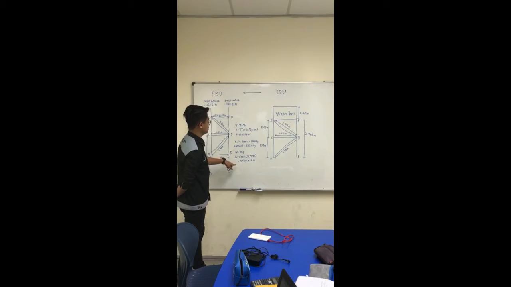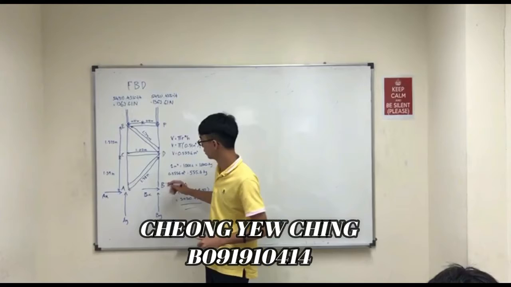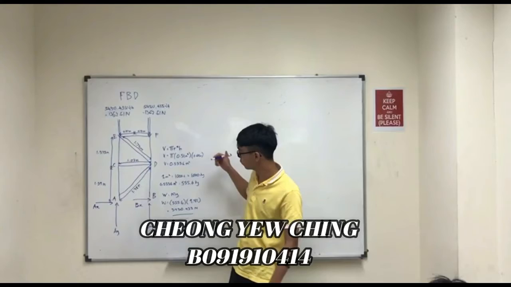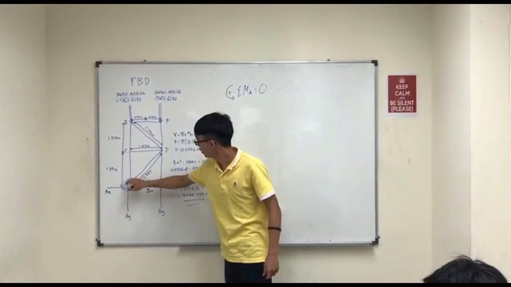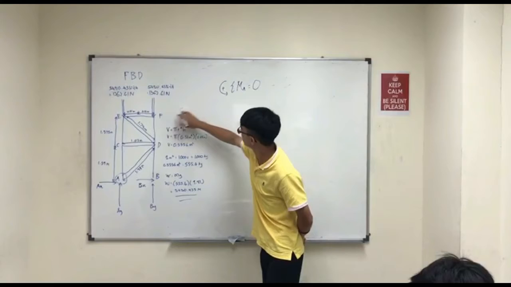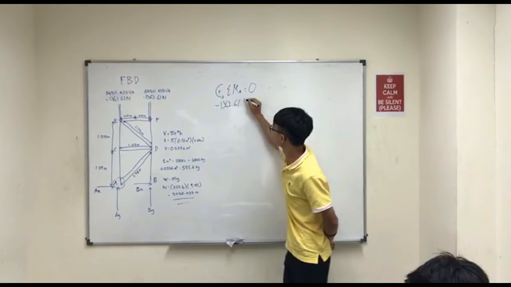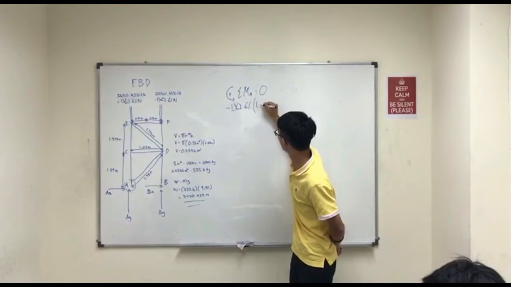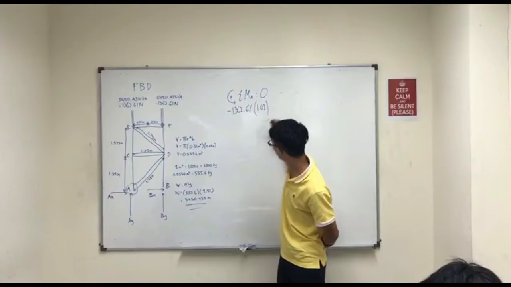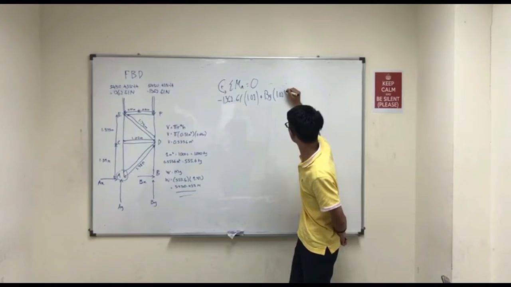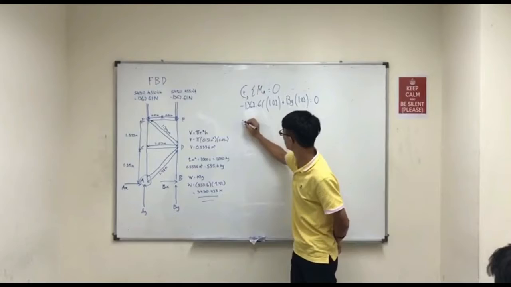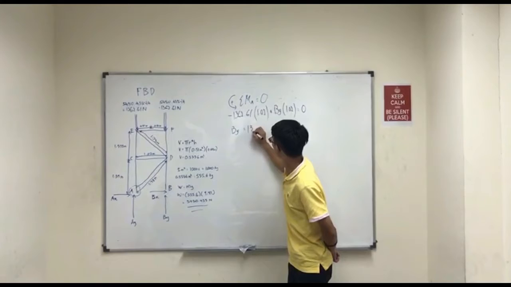I will do the conclusion for every thrust of this actual structure. First, the moment at point A equals 0. I do it at A, so there is a force here: negative 1362.61 times the distance of 1.02. Another force is BY, times 1.02, equal to 0. So BY is equal to 1362.61 Newton.